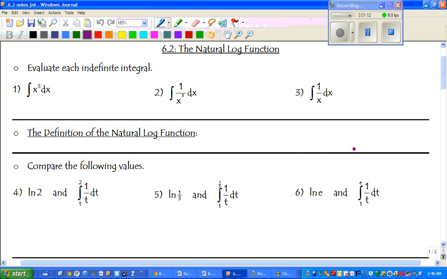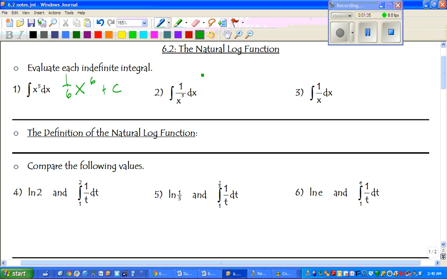All right, let's take a look, and I'm guessing you probably had a little problem with number 3, but that's okay. That kind of leads us into what we're talking about today. So for number 1 here, antiderivative, all we're doing is adding 1 to the exponent and multiplying by the reciprocal of the new exponent, and don't forget our plus c.